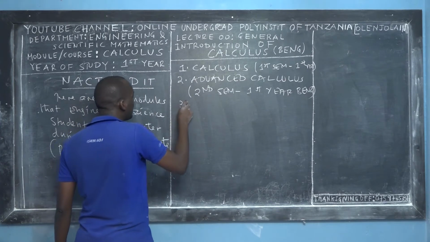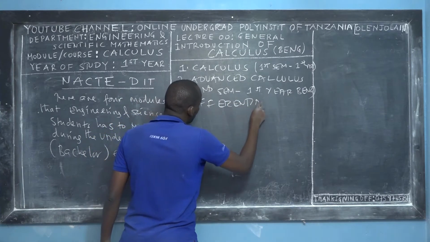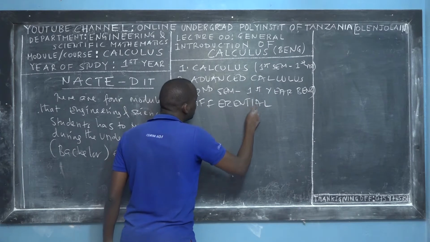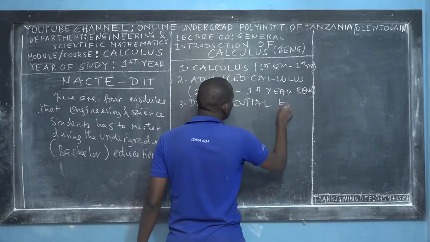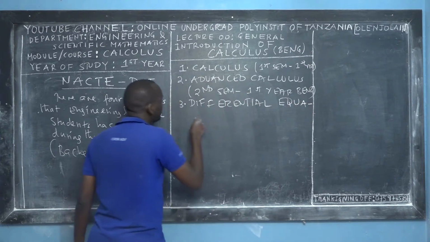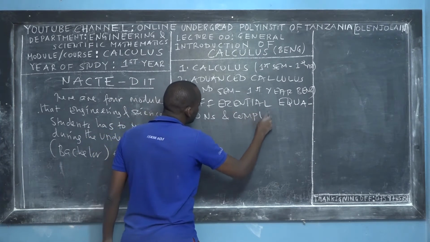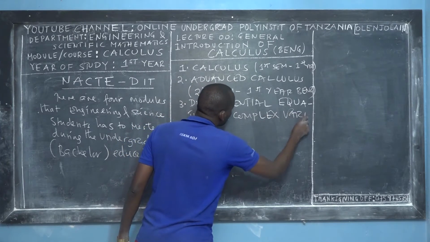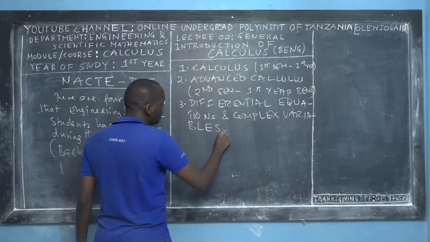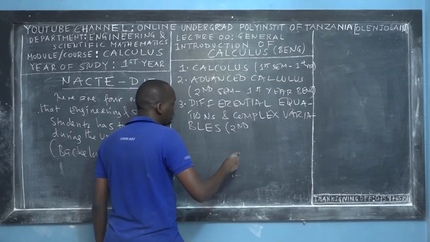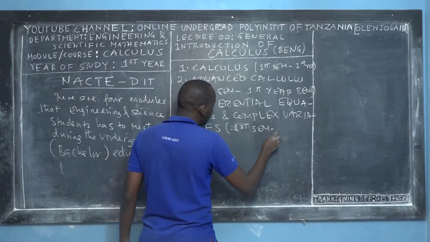Then the third one, for the second year now, is called Differential Equations and Complex Variables. I learned these modules, and also I taught them for more than 5 years before I record this video. So complex variables, these are very beautiful mathematics modules. This is taught in the first semester of second year of study.